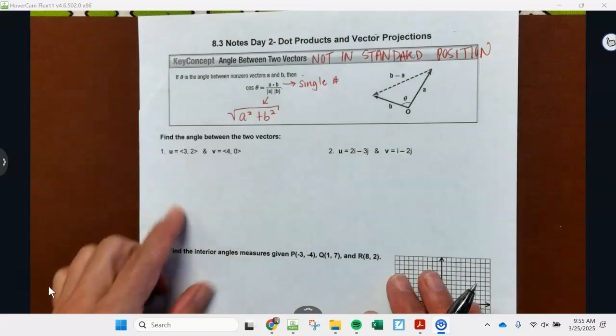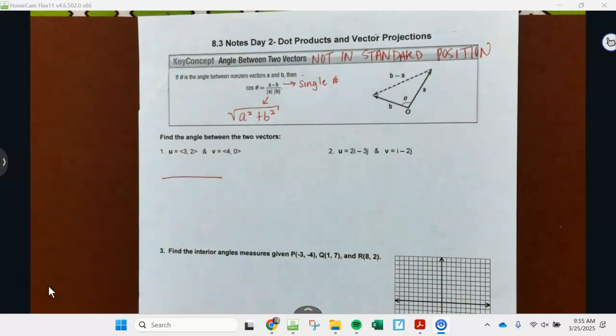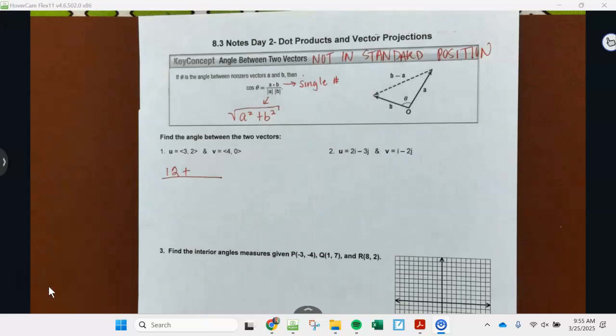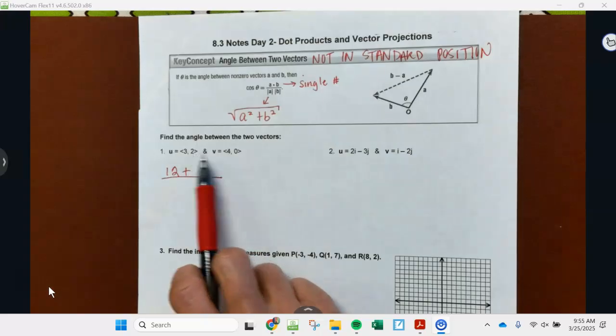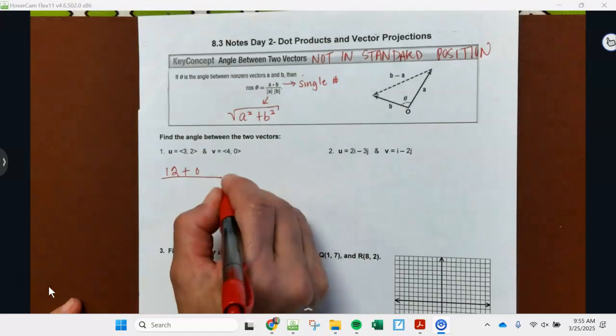So the way that we're going to find the angle in between the two vectors is we're going to use the dot product for the top. So this is going to be 3 times 4. That's going to be a 12. And remember, you always add on your dot products. And the second component's 2 times 0. That's just a 0. So the numerator on this is just going to be a 12.